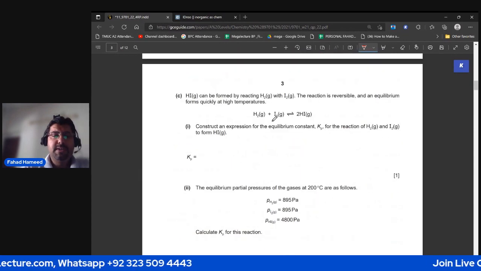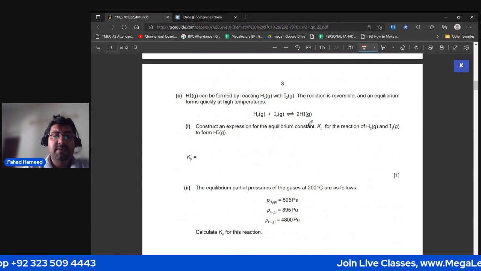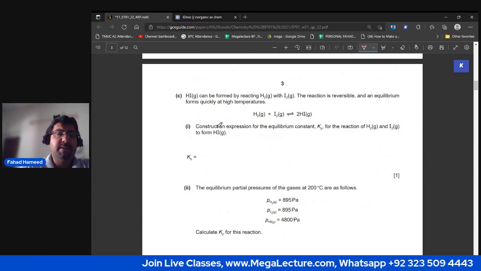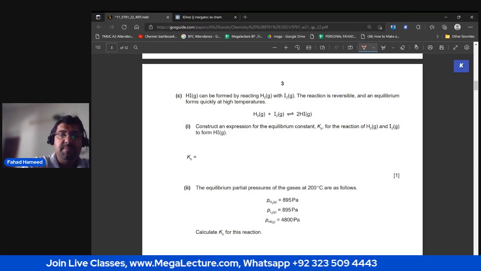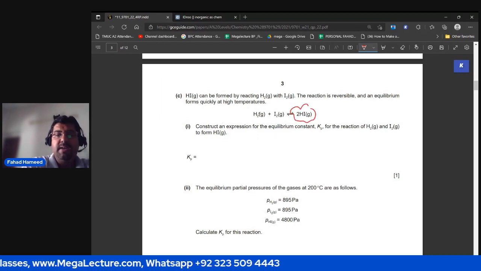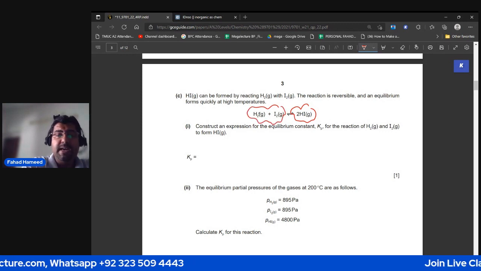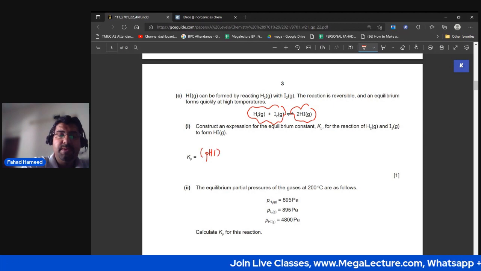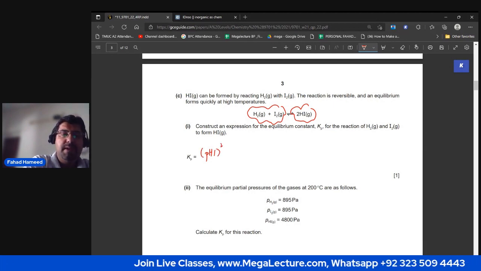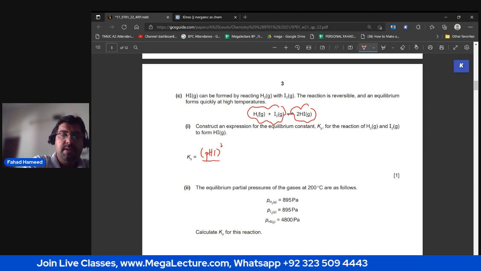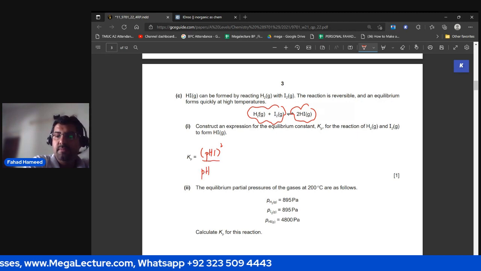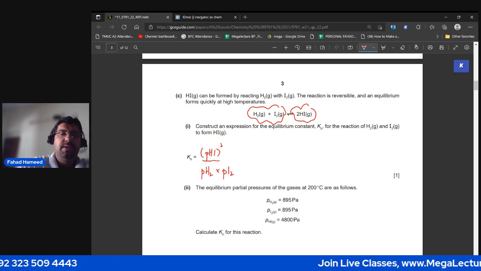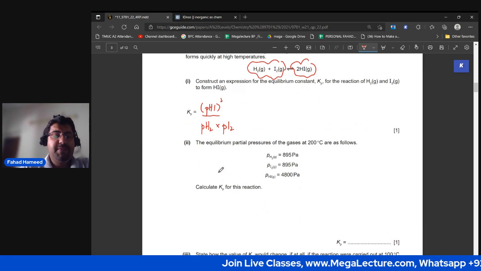Now, the next part of the question is a Kp question. You're being asked to construct an expression for the equilibrium constant Kp for the reaction of H2 and I2 to form HI. So Kp is the pressure due to the products divided by the pressure due to the reactants. So it's going to be pressure due to HI, squared, divided by the pressure due to H2 multiplied by the pressure due to I2. They've kind of simplified the question.